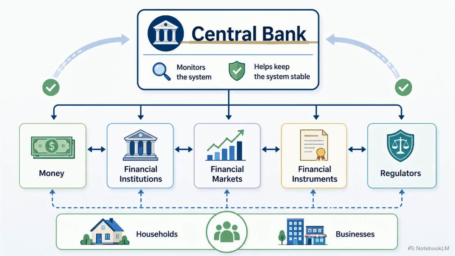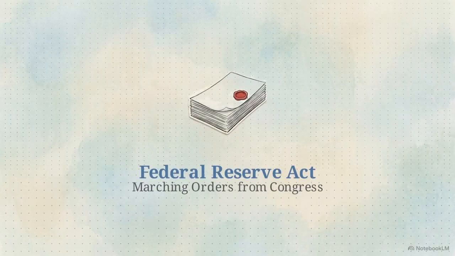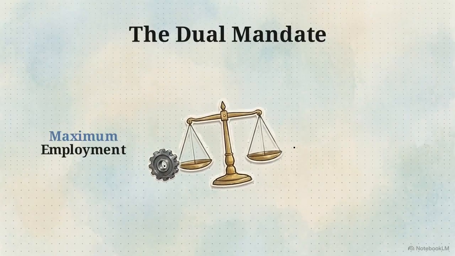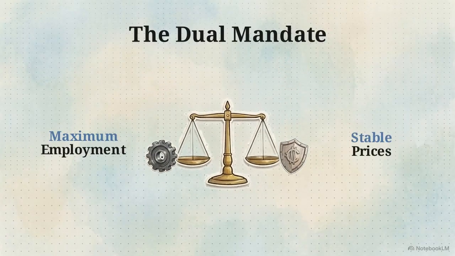Sitting at the top, it monitors and protects money, financial institutions, and markets. In the U.S., that manager is the Federal Reserve, bridging the gap between high-level markets and everyday households and businesses. Congress gave the Fed a specific set of marching orders known as the dual mandate. They are tasked with promoting maximum employment alongside stable prices.